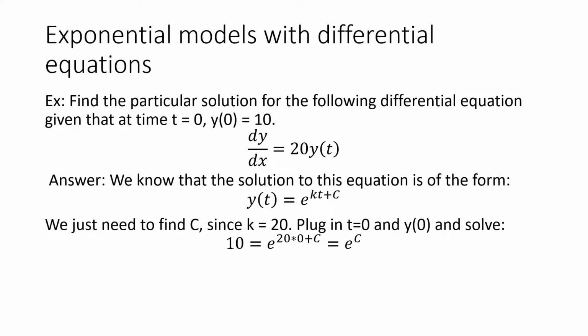10 = e to the power of (20 times 0 + c), which is equal to e to the c. Taking the natural log of both sides, we can see that clearly ln 10 = c. Plug that all in, and we end up with y(t) = e to the (20t + ln 10) = 10 times e to the 20t.